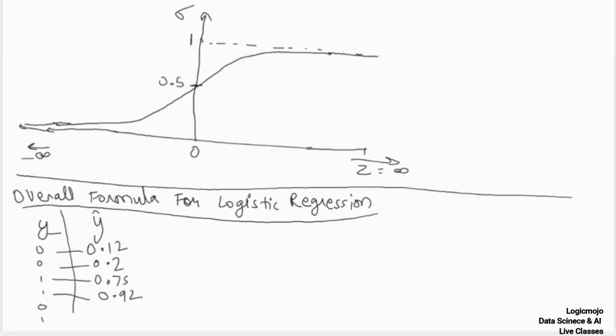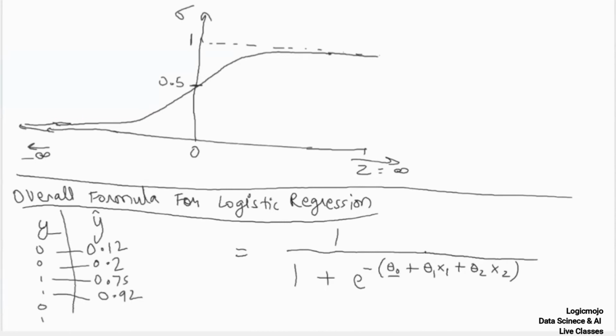Getting my point? And the formula to get y cap will be this: 1 upon 1 plus e to the power minus (theta 0 plus theta 1 x1 plus theta 2 x2). So the aim of logistic regression, again, is to find the optimal values of theta 0, theta 1, and theta 2. These are called model parameters. This is similar to linear regression, where we also find theta 0, theta 1, theta 2. Here also we are finding them, but the formula is a little bit different because the use case changes.